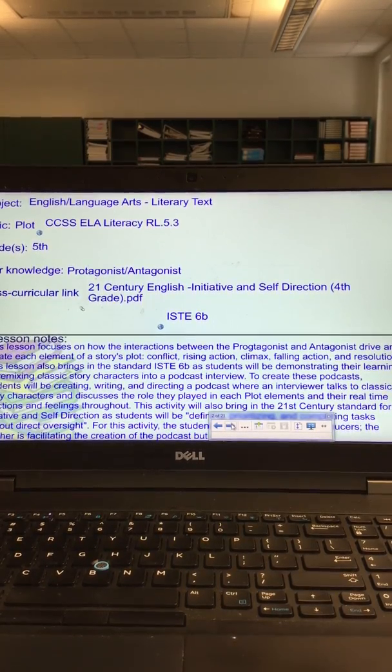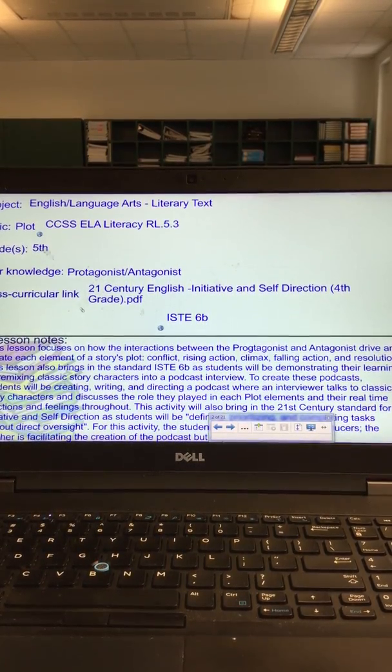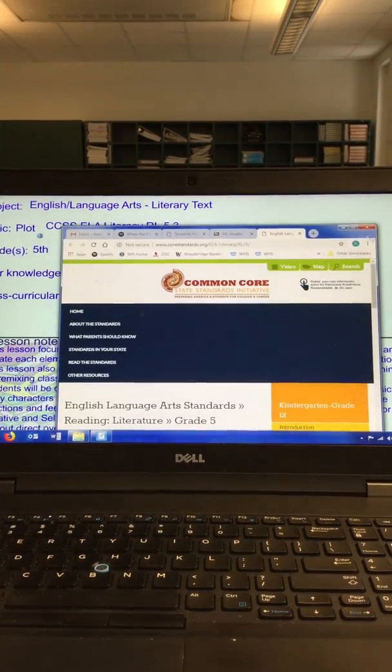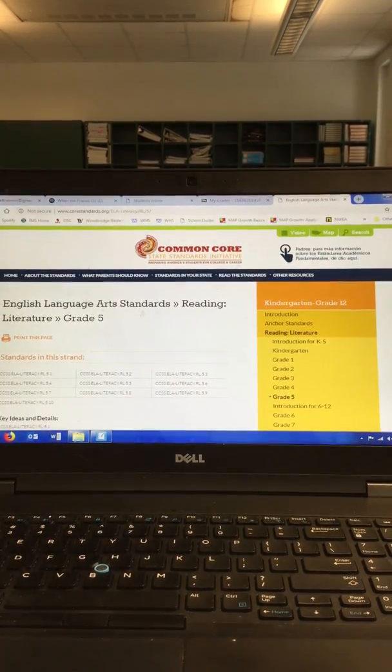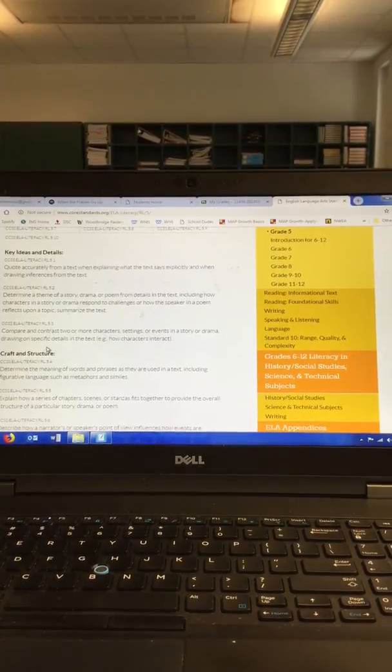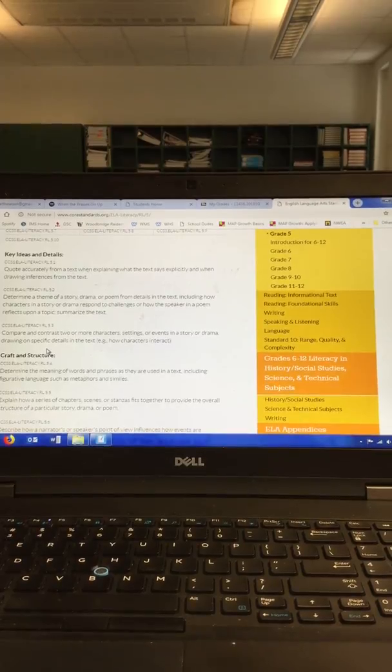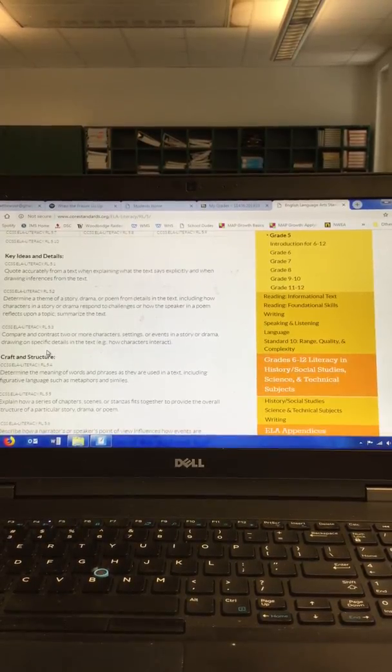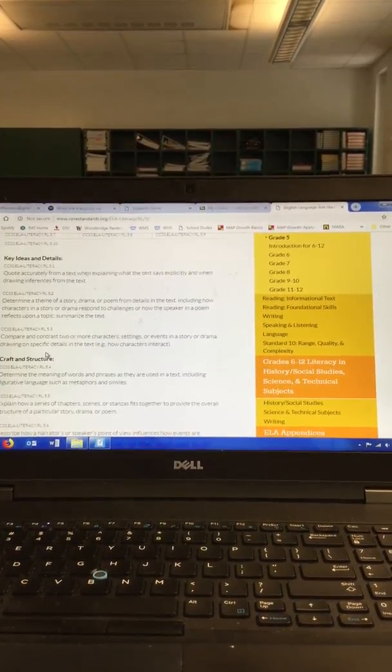This lesson was designed with 3 standards in mind. First, the Common Core State Standards, specifically Grade 5, 5.3, compare and contrast 2 or more characters, settings, or events in a story or drama, drawing on specific details in the text, e.g. how characters interact.